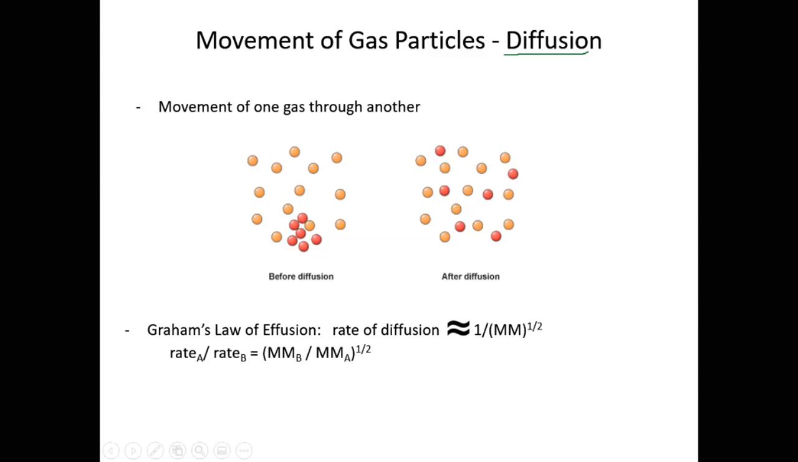So Graham's law of effusion also works for diffusion. And again, the rate of diffusion is inversely related to the molar mass of the gas. So the heavier the gas, the slower it diffuses. And just to let you know, a side note, diffusion rates are a lot lower than effusion rates.